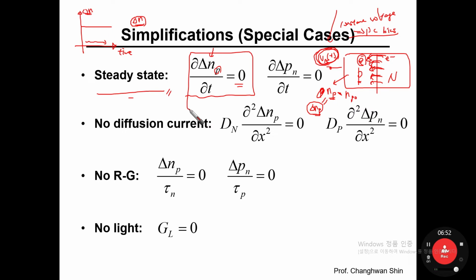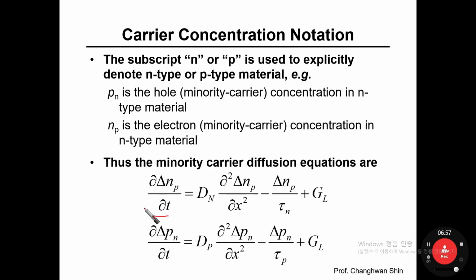With that in mind, let's go back to the previous slide. Here, if the left-hand side is 0, what does it mean? Yes, steady state. Delta n sub p, the excess electron concentration in the p side, does not vary over time. The variation of delta n sub p with respect to time is 0, which means steady state.